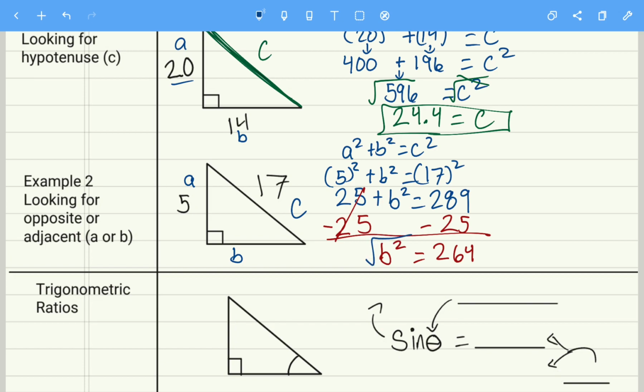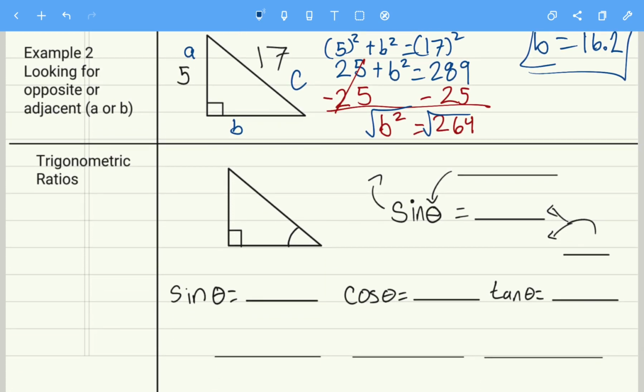Now from here, you take the square root of both sides. That gives us B equals 16.2. And we are done. So just be careful, make sure you're plugging in your numbers right, and then subtract if you're moving over the equal sign. That is the Pythagorean theorem.